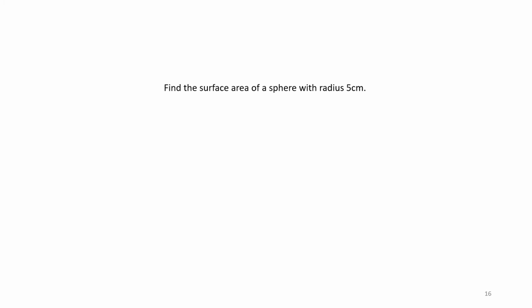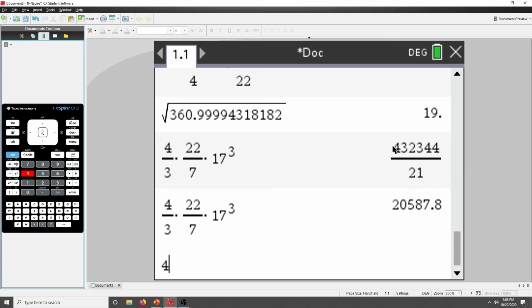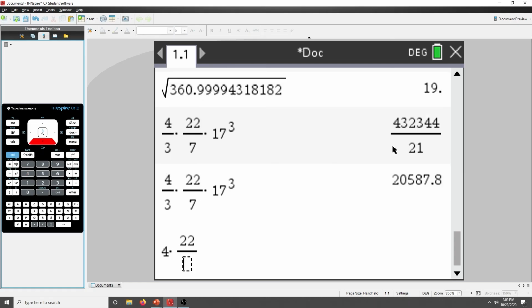Find the surface area of a sphere with radius 5 centimeters. So we're just going to plug in 5 centimeters to our formula: 4 pi r squared. 4 times 22 over 7 times 5 squared.